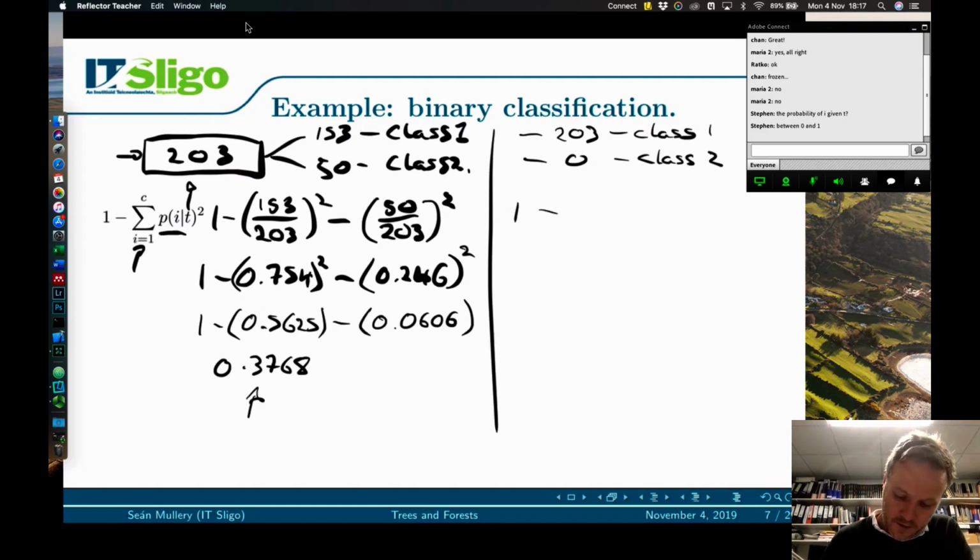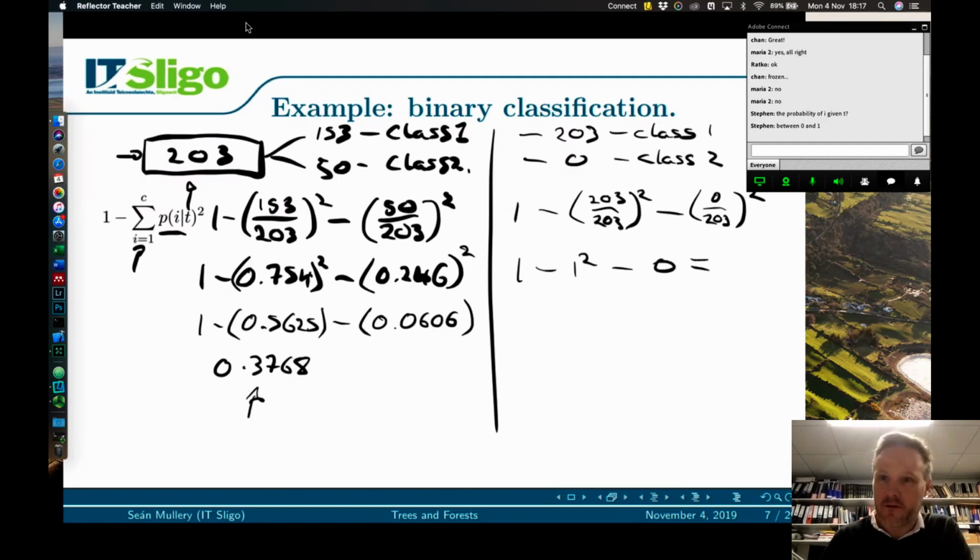Well, we'd have 1 minus the probability here, 203 over 203, squared, minus the probability of 0 over 203 squared. So that's going to be 1 minus 1 squared minus 0. Anyone want to help me out with my maths there? What's the answer to that? I'll give you the easy one. Yeah, it's just going to be 0. So it's going to be 1 minus 1 minus 0, which is going to be 0.